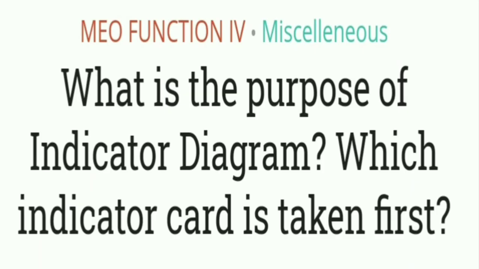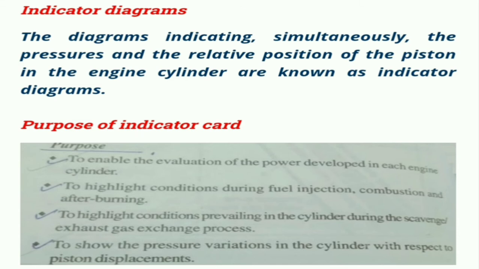Next, miscellaneous questions, MEO class 4. What is the purpose of the indicator diagram? Which indicator card is taken first? Indicator diagrams: the diagrams indicating simultaneously the pressure and the relative position of the piston in the engine cylinder are known as indicator diagrams. The purpose of indicator cards is to enable the evaluation of power developed in each engine cylinder, to highlight conditions during the fuel injection, combustion and after burning, to highlight conditions prevailing in the cylinder during the scavenge and exhaust gas exchange process, and to show the pressure variations in the cylinder with respect to piston displacement.